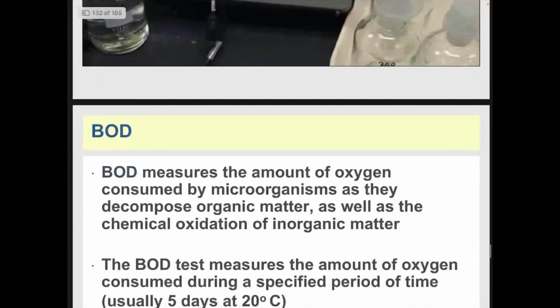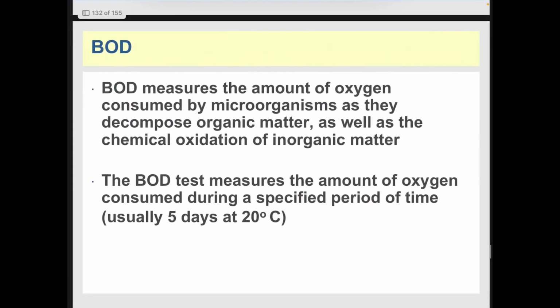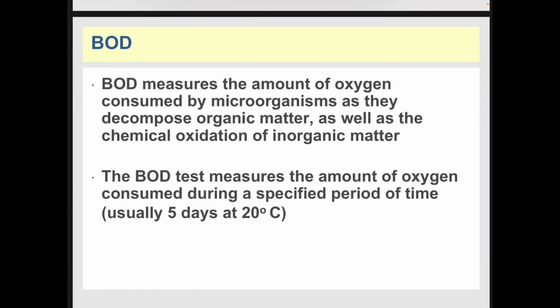The BOD measures the amount of oxygen consumed by microorganisms as they decompose organic matter, as well as the chemical oxidation of inorganic matter. The BOD test measures the amount of oxygen consumed during a specified period of time. BOD5 is usually done, so usually 5 days at 20 degrees Celsius. This is the standard used most of the time, but you could also measure BOD at different periods of time.